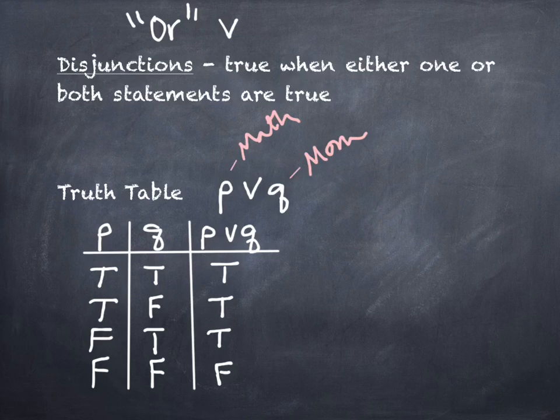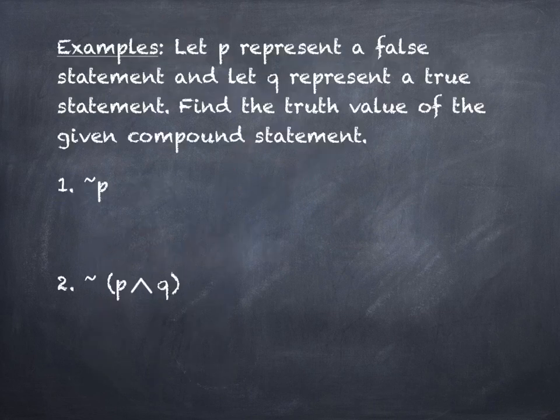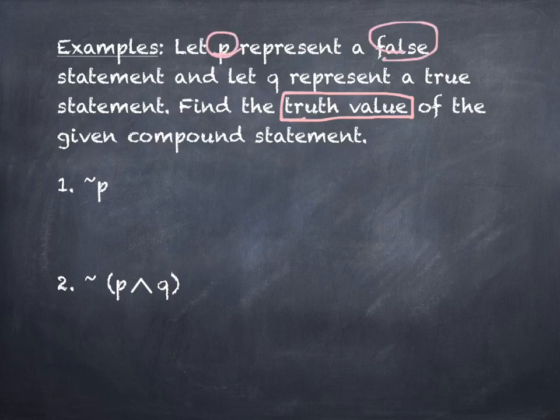All right, we're going to do an example of how to create truth values next. Now, the directions here have this phrase that's important. So let's read what we have. It says, let P represent a false statement. That's important. So P is false. And it says, let Q represent a true statement. So Q is true. And it says, find a truth value of the given compound statement.